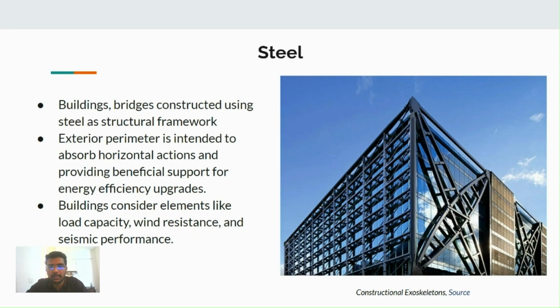As I mentioned earlier that we use steel for constructional purposes, we can see on the right side of the screen where the external perimeter of a building is made of steel, and the main function of this external perimeter is to absorb the horizontal actions and provide energy efficiency to the entire structure. Also, the perimeter that has been constructed is intended to absorb various other climatic factors like wind resistance, the seismic performance, and also the load capacity of the entire structure.